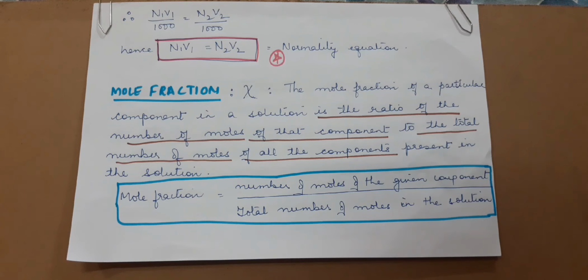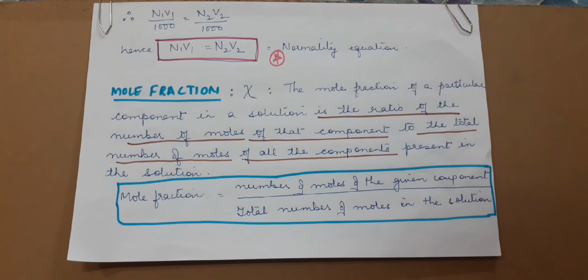And the mole fraction says what? The mole fraction of a particular component in a solution. There can be 3 components, 2 components, 5 components, whatever. The mole fraction of a particular component in a solution is the ratio. Now here we come to a ratio. It is the ratio of the number of moles of that particular component to the total number of moles of all the components present in the solution. Okay, once again, we'll come to the numerical part of it.